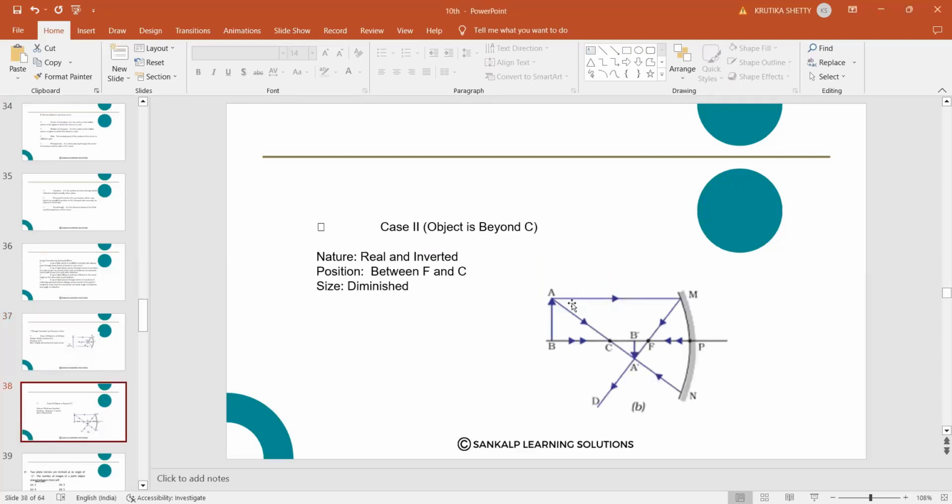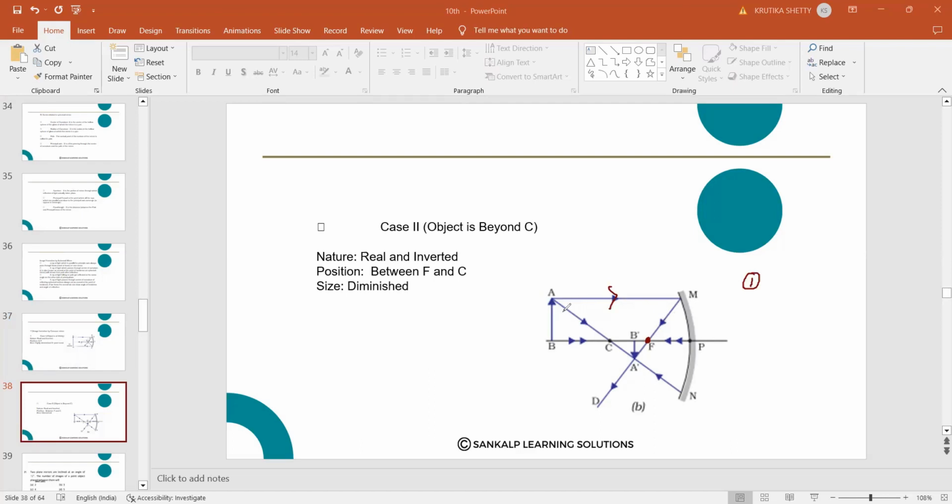So here you can see this one. Look here, one ray is there which is going parallel to the principal axis. After reflection, it is passing through the focus. Yes, this is one point.